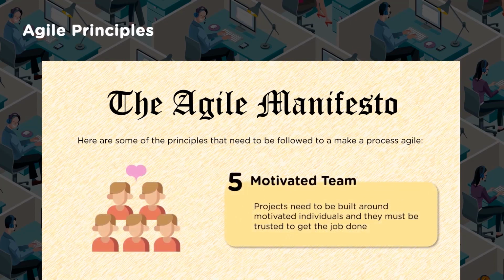Motivated team. Projects need to be built around motivated individuals, and they must be trusted to get the job done. When will the team get motivated? When the work they are doing is acknowledged. When the results of their work are seen, experienced, and feedback is given. When there is an opportunity for learning and contribution. Only when their contribution is acknowledged is the team motivated.